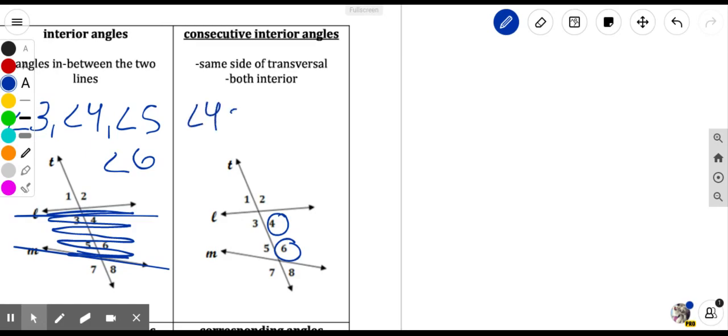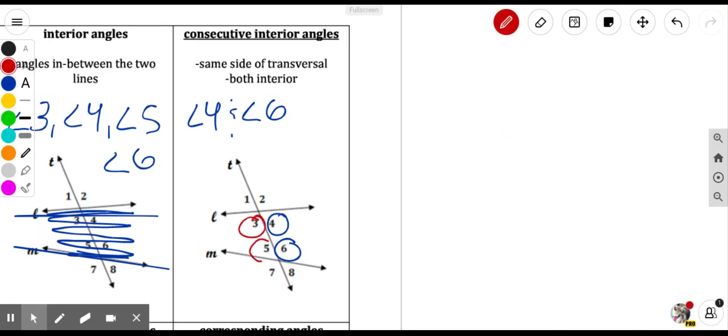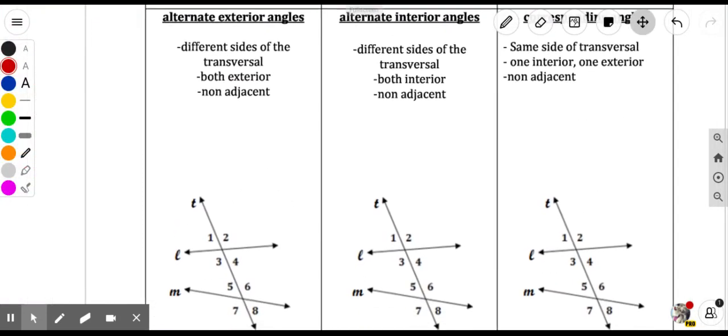Angle 4 and angle 6, that'd be one example of consecutive interior. And the other example would be 3 and 5. Those would also be consecutive interior. So same side of the transversal, both on the inside. So that's consecutive interior. Next is alternate exterior.